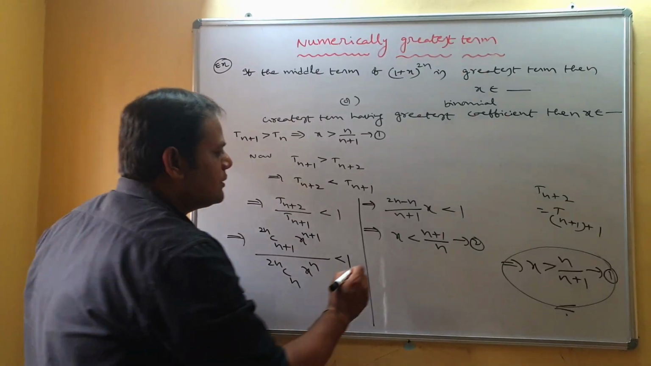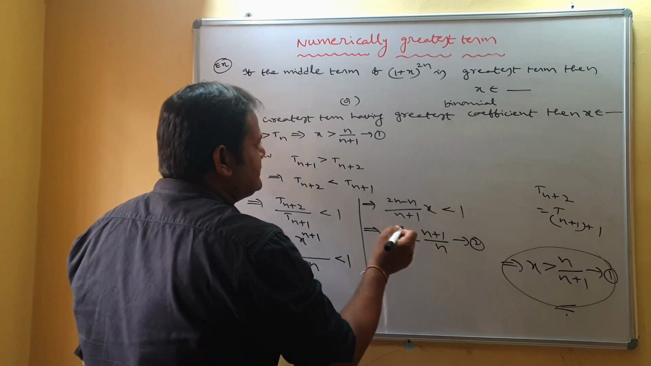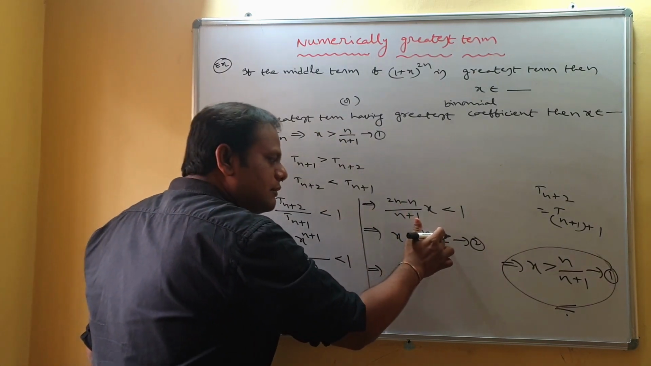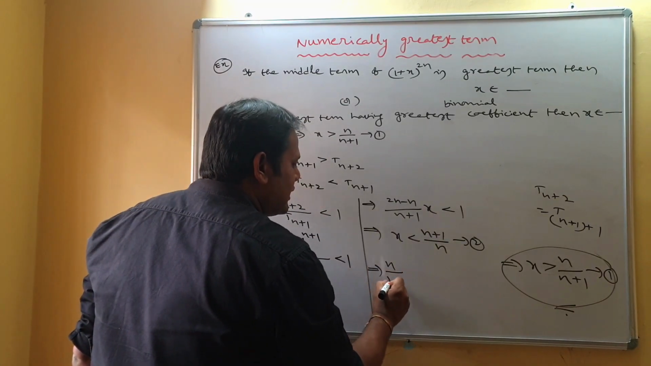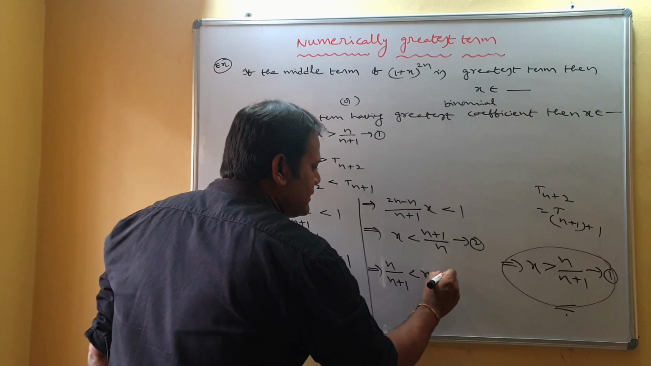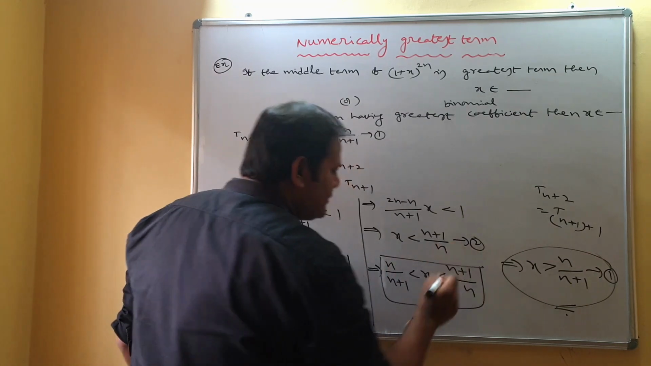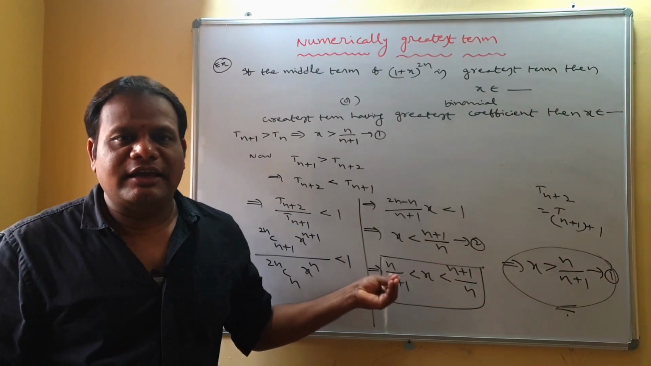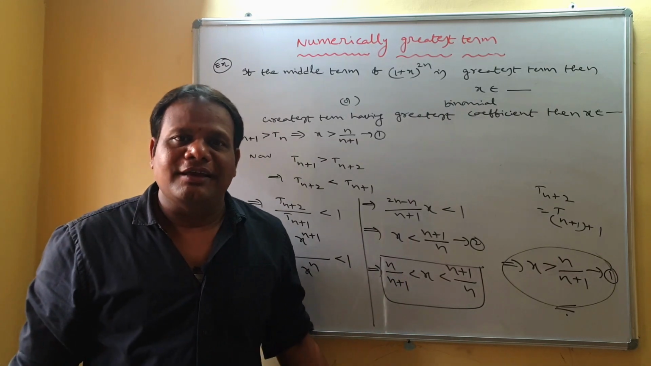That means from 1 and 2 you can give the final answer: x is in between n/(n+1) and (n+1)/n. So the answer is n/(n+1) less than x less than (n+1)/n. Okay. Here I treated x as positive. That is the reason I didn't take modulus. If you want, you can take modulus if they don't mention anything.